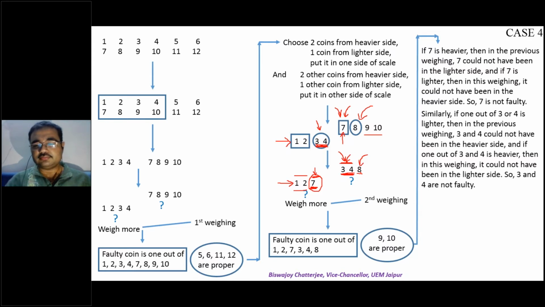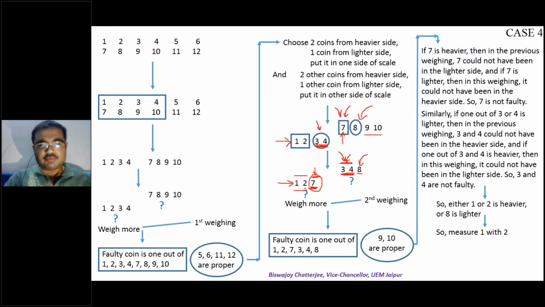So what to do? How to know which out of 1, 2 and 8 is the one? Either 1 or 2 is heavier, because in both weighings they are on the heavier side, or 8 is lighter. This much you are sure. What to do? Measure 1 against 2. If one of them shows heavier, you have got the heavier coin. If they weigh the same, 8 is lighter.